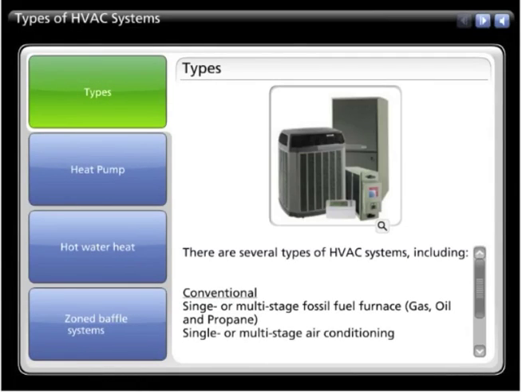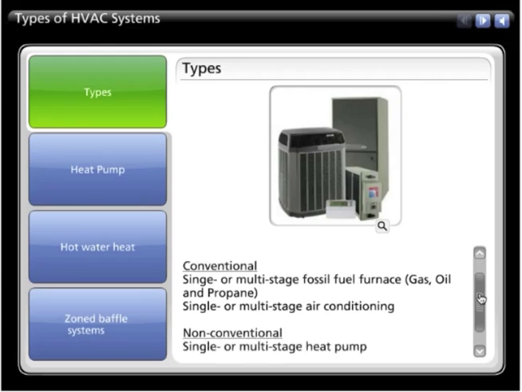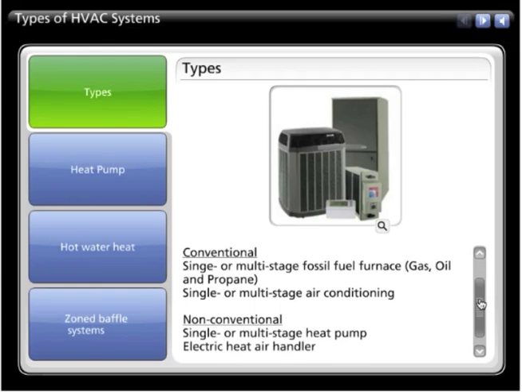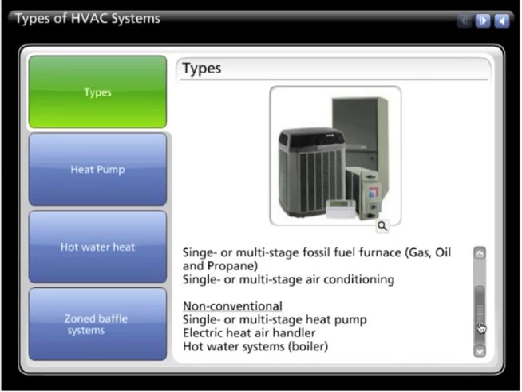Types of HVAC systems. There are several types of HVAC systems, including conventional, which include single or multi-stage fossil fuel furnace, such as gas, oil, and propane, single or multi-stage air conditioning. There are also non-conventional types, including single or multi-stage heat pumps, electric heat air handlers, or hot water systems, such as boilers.